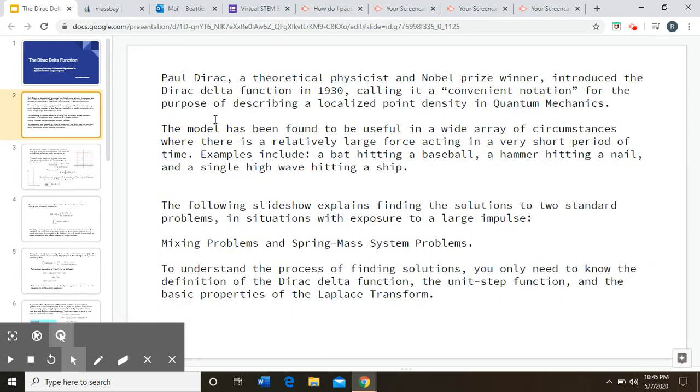Paul Dirac, a theoretical physicist, introduced this function in 1930 for quantum mechanics, and it's been found to be useful in a wide array of circumstances. For example, if there's a large force acting in a very short period of time, like a bat hitting a baseball. I'm going to go through a couple different types of problems where it's been useful.